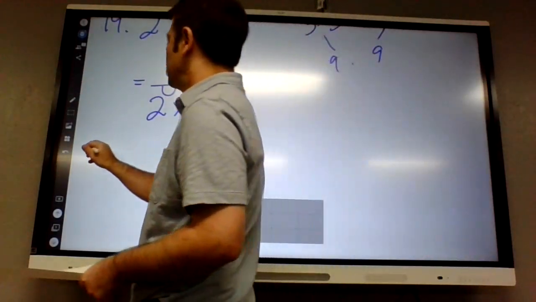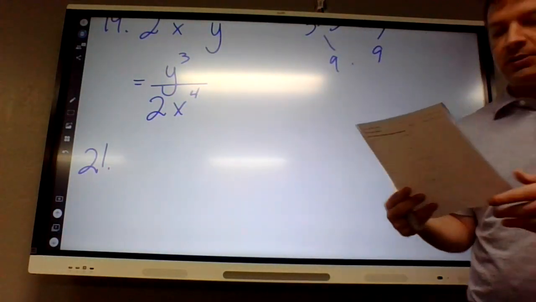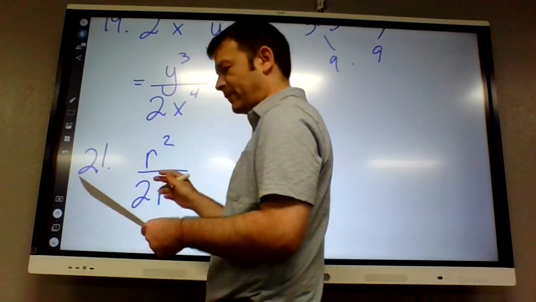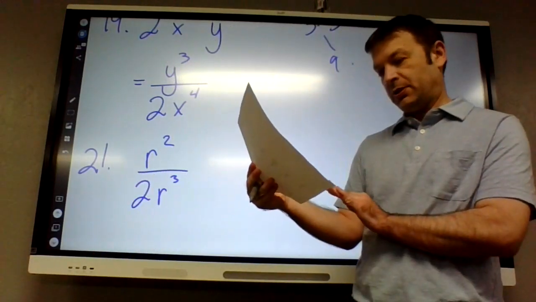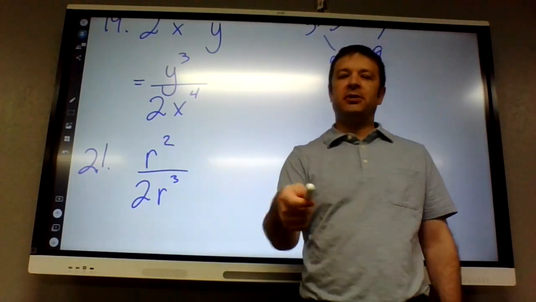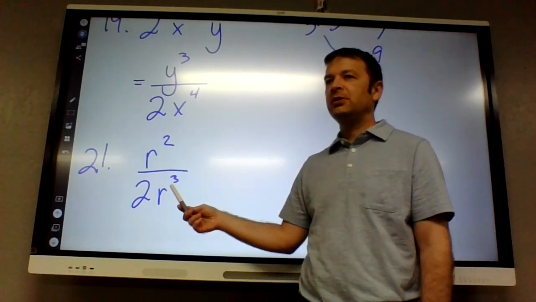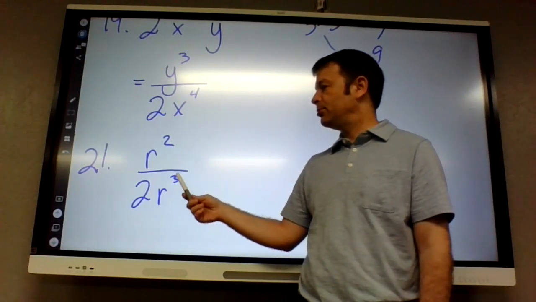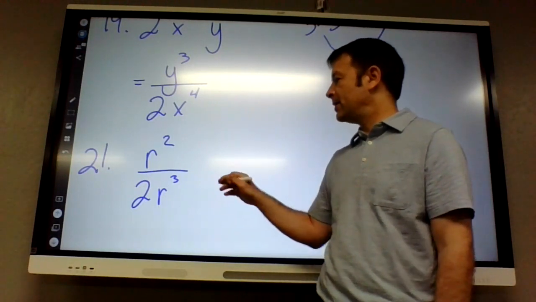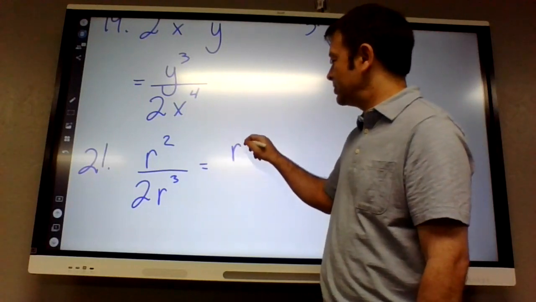Okay, 21. r squared. Is this the first time we divided on this worksheet? Yes. All right. So earlier, it wasn't on the video, sorry. How did we divide the r's? Subtracted the exponents. So what's 2 minus 3? Negative 1. r to negative 1. It's kind of confusing. 2 minus 3 is negative 1, so it's r to the negative 1.